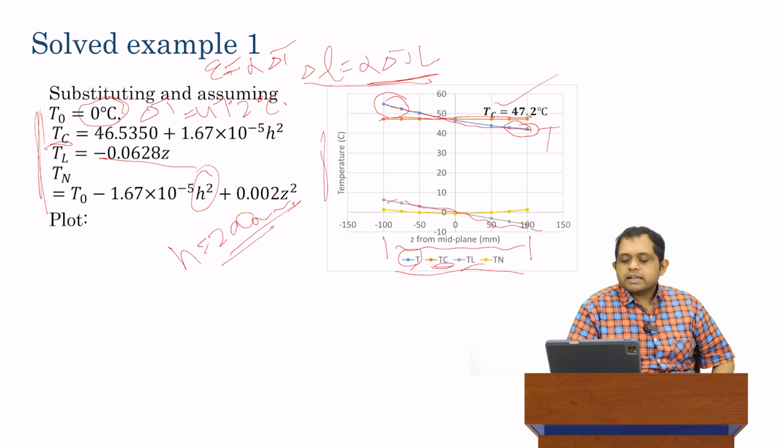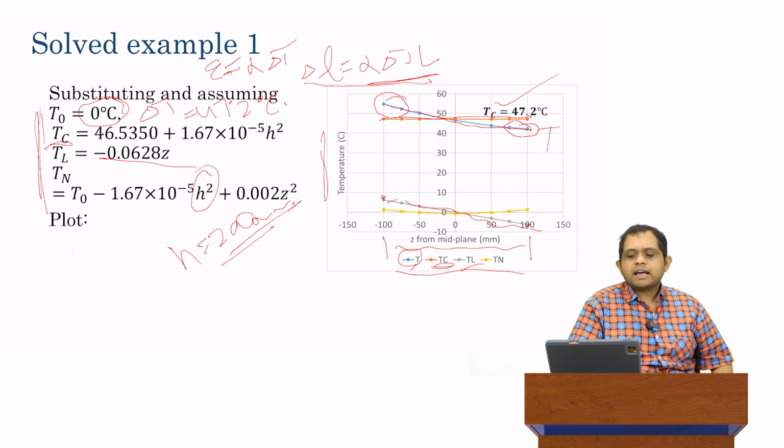And what you see here, TL is varying from this value over here. We'll look at the exact numbers in the next slide, but it's varying from a positive temperature value to a negative temperature value. It's not always necessarily the case that it should be like this, but in this case, it happens to be like this.